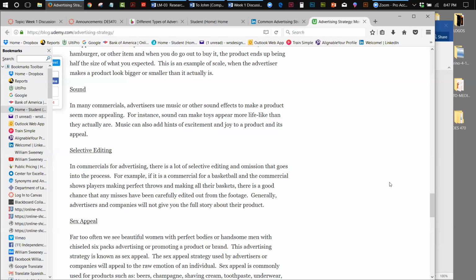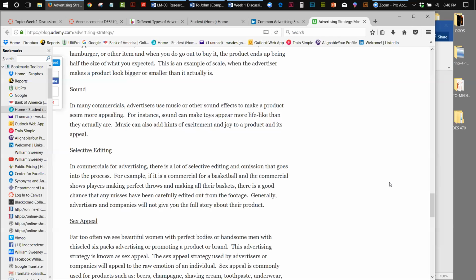Generally, advertisers and companies do not give you the full story about the product. Well, yes, that's very true, but it all depends on application. If part of the humor or part of the story they're trying to tell you is that for some reason the player makes imperfect throws and then suddenly makes a throw which is perfect, there's a reason for it. So I think what this is really talking about, in the case of selected editing and omissions, is: what is the reason for the editing and the omission?